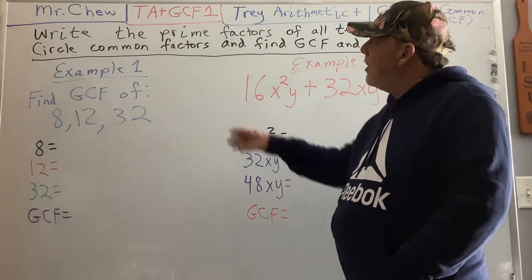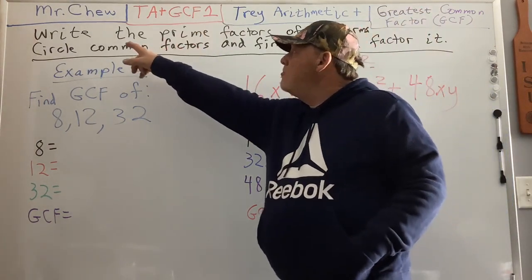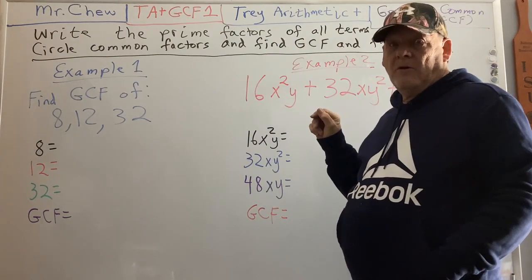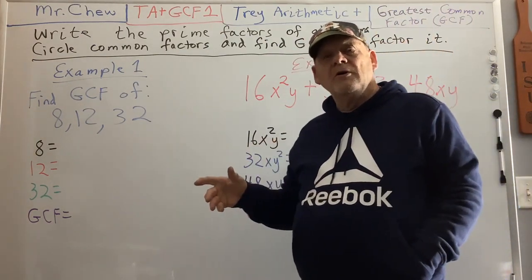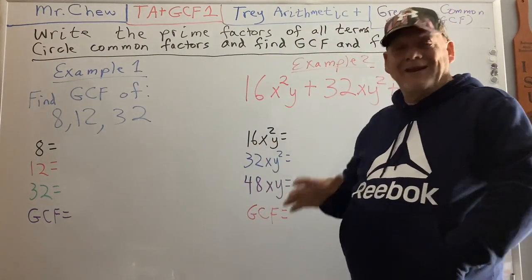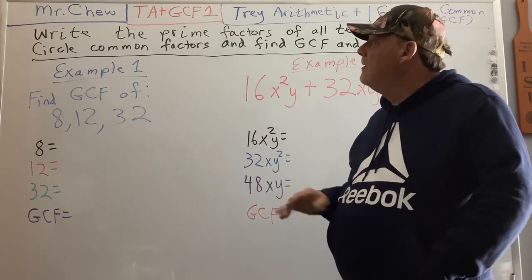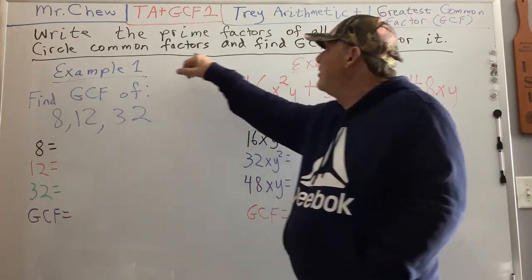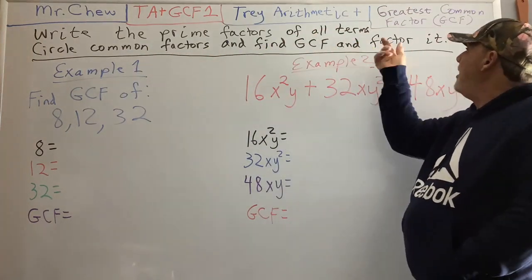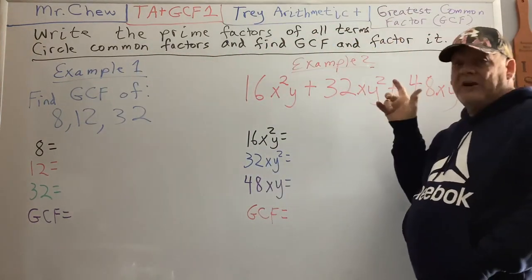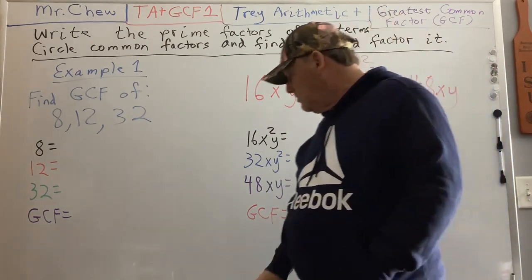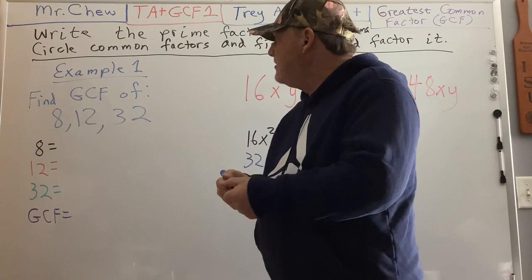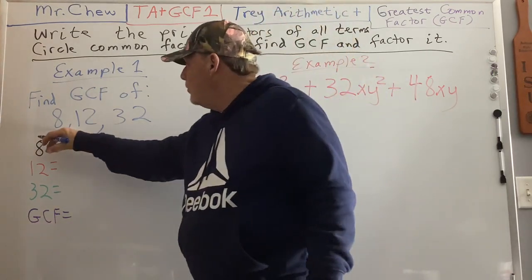Alright, so in black here I've written, write the prime factors of all the terms. Some students will use a factor tree, and that's okay if you need to do it. Then you line them up, circle the common factors and find the GCF, and then for example 2, factor it out. So if you're someone that needs a factor tree, we'll take the first one.